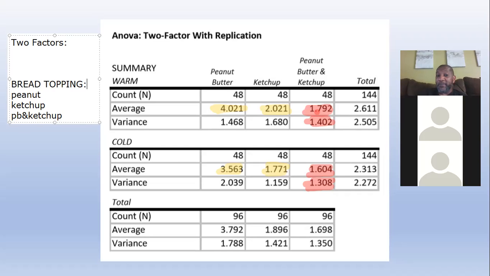Is it warm or cold? From the freezer or something? No, not on the bread topping. Oh, first is peanut butter, then is ketchup. The last one is peanut butter and ketchup. Both, exactly, right? So one factor is bread topping.